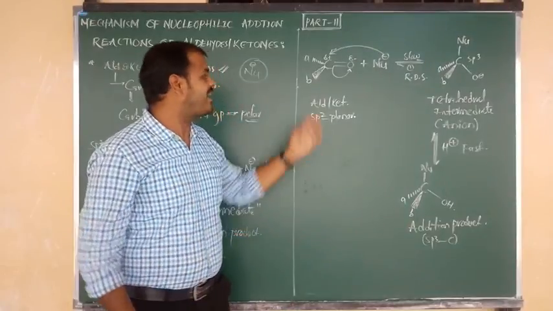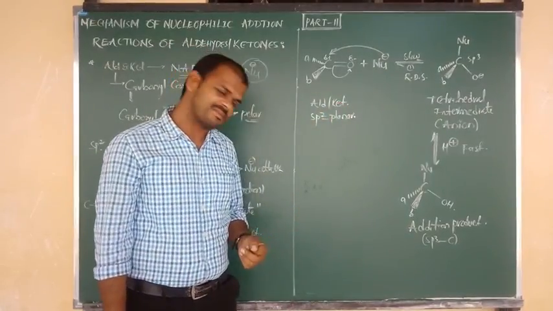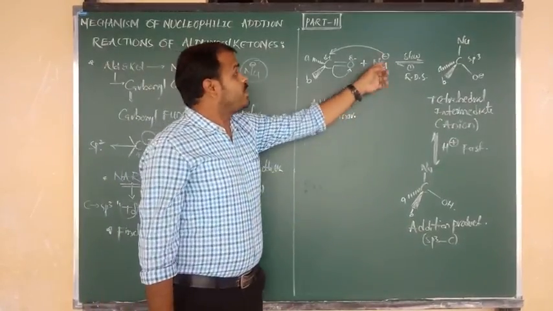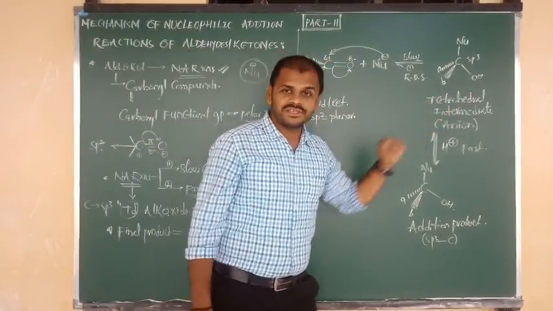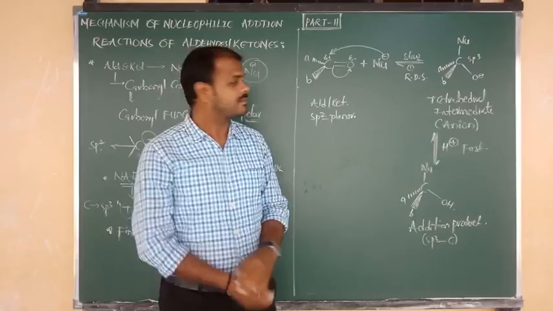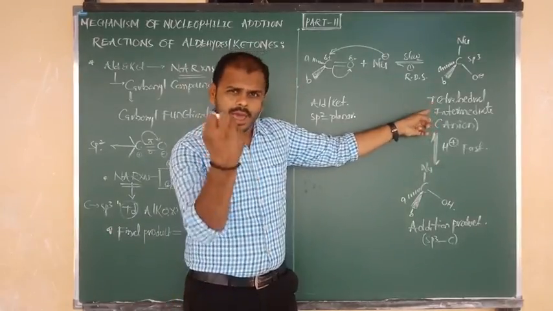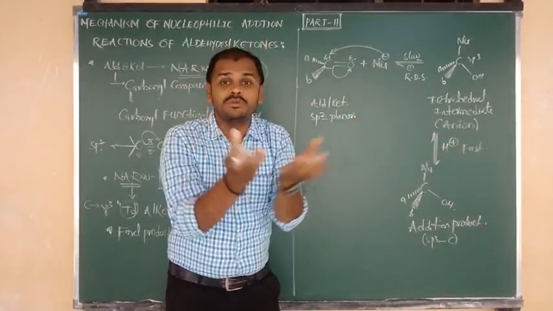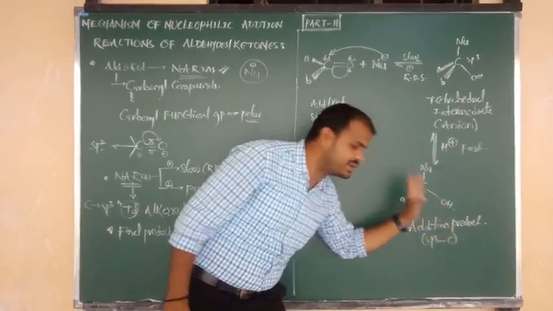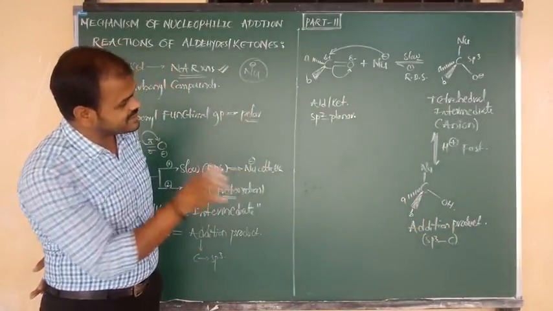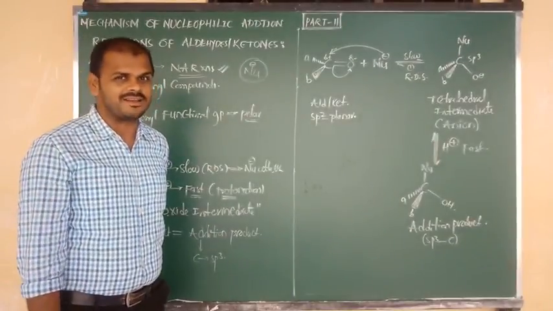Starting reactants are aldehydes and ketones. So nucleophilic attack upon the carbonyl carbon forms a tetrahedral intermediate. The tetrahedral intermediate captures a proton from the respective medium and forms an electrically neutral product that is called the addition product. Now the story was clear. I hope you understand clearly.